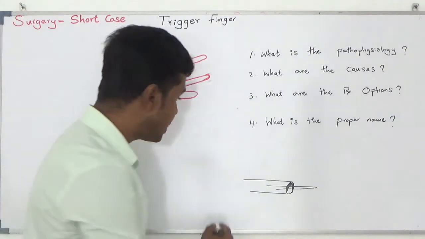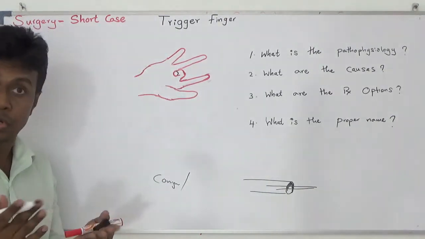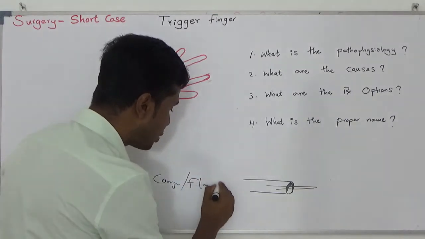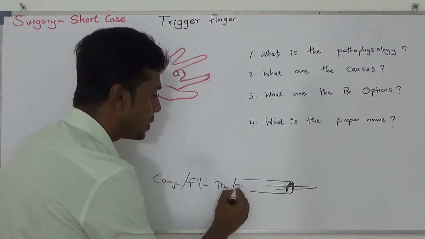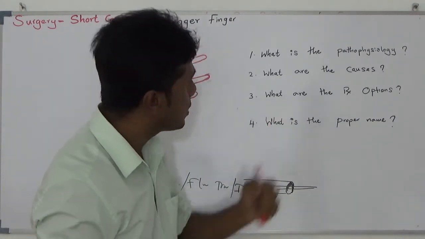It can be congenital, or it can be following trauma, or it can be idiopathic. No cause found. Next one, what are the treatment options?